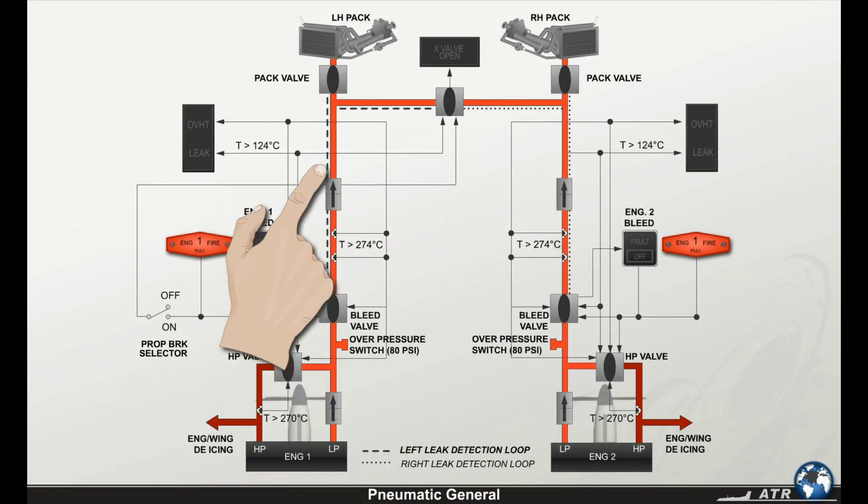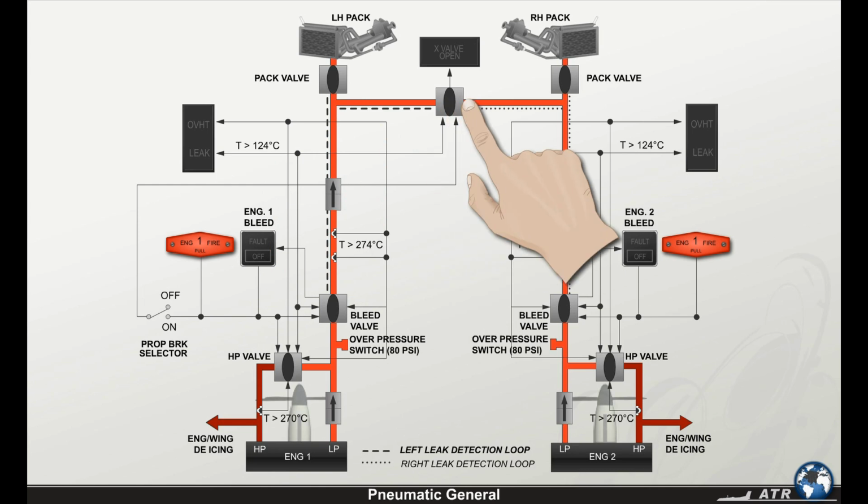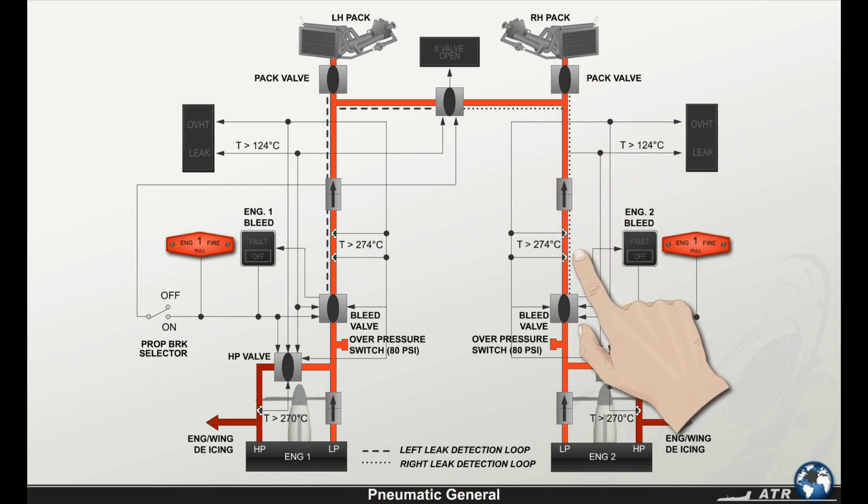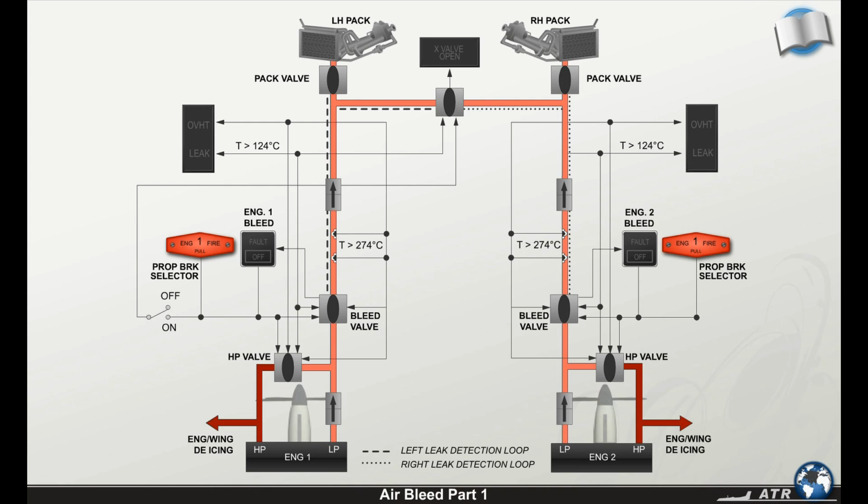A leakage detection system provides protection against an overheat around the hot air ducts. You'll hear more about the pneumatic system in upcoming lessons. In this lesson, the air bleed system will be explained in detail.